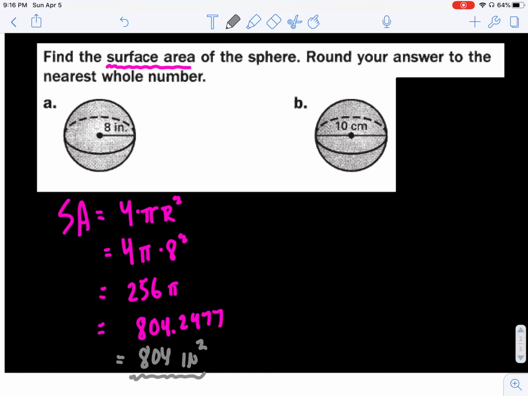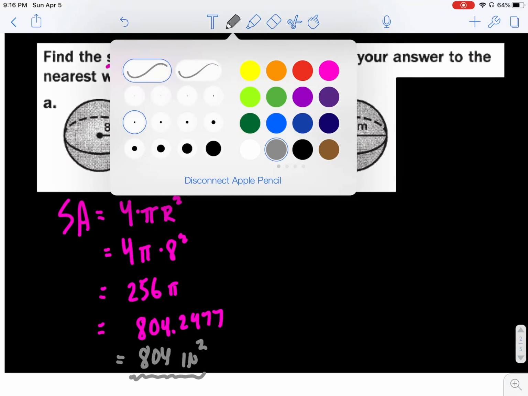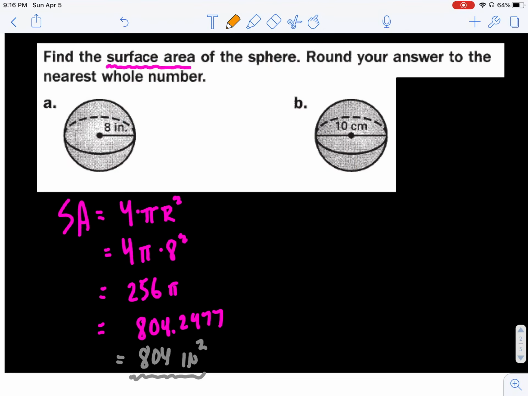Okay, the other thing that can get just slightly tricky is if they don't give you the radius, but they give you the diameter, so you have to know that the diameter and the radius are related as 2 to 1. So if they give the diameter to you, which is 10, you have to know the radius is half that, or 5.